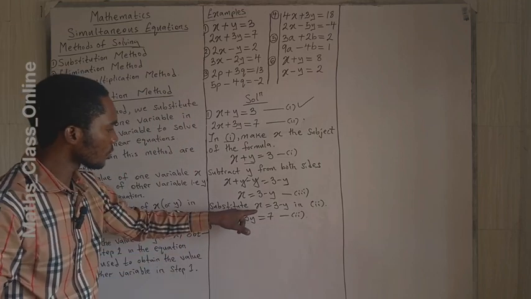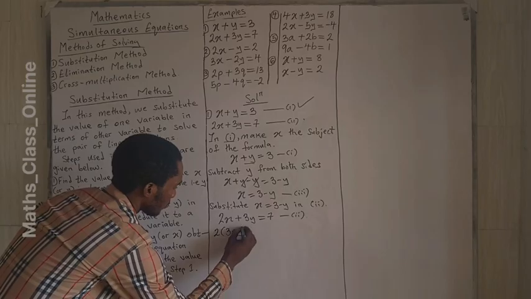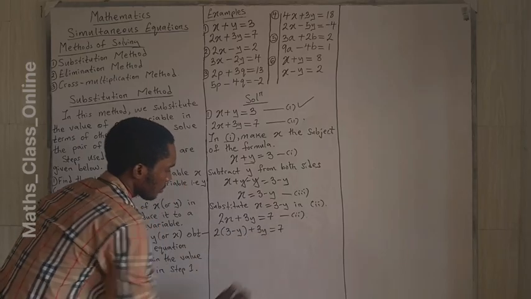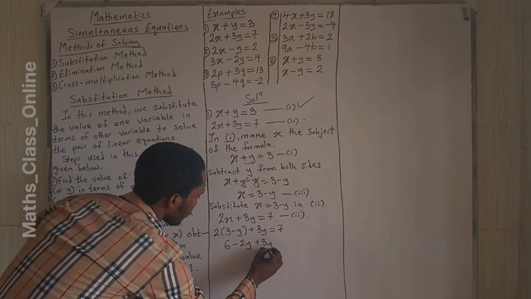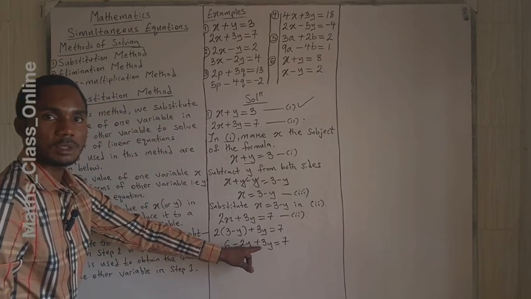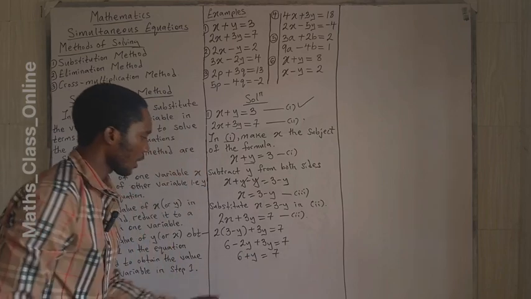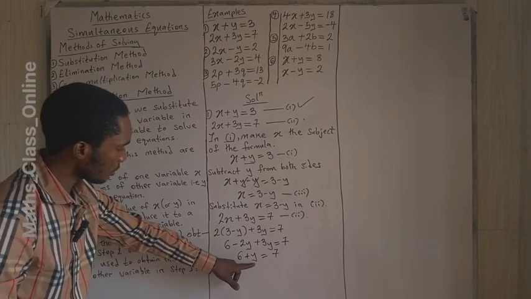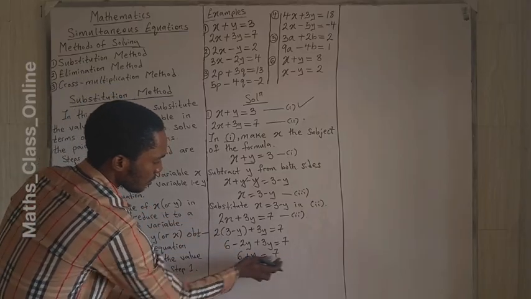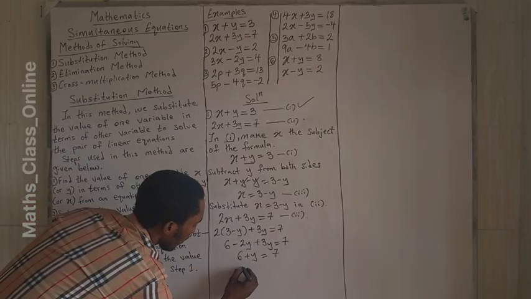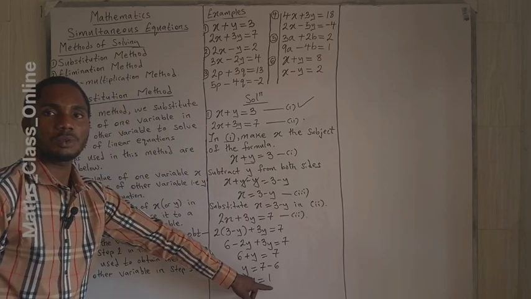What do we want to do here? We want to substitute the value of x equals 3 minus y. Open the brackets. 2 times 3, 6, minus 2y plus 3y, that is positive y. This is a linear equation in one variable. To get the value of y, we need to move this 6 to the other side of the equation, and this is positive. If we move this positive 6 to the other side, it will turn to negative 6. So we have y equals 7 minus 6, and 7 minus 6 is what? 1. The value of y is equal to 1.